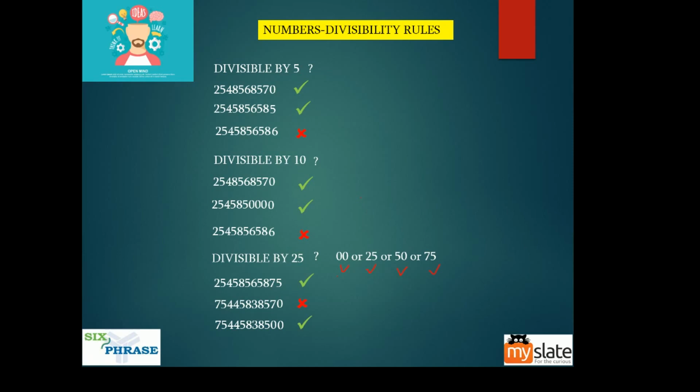In this example, the last two digits are 75, so this whole number is divisible by 25. In this example, the last two digits are 00, so the whole number is divisible by 25. In this example, the last two digits are 70, and this 70 doesn't present itself in any of these four cases. So this whole number is not divisible by 25.